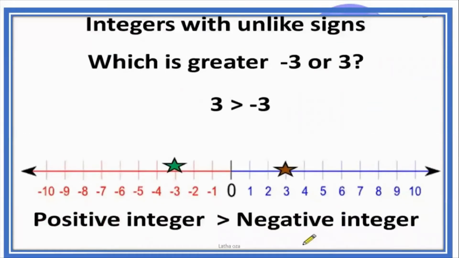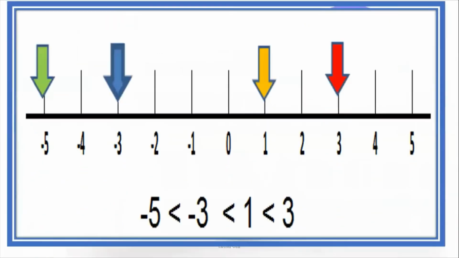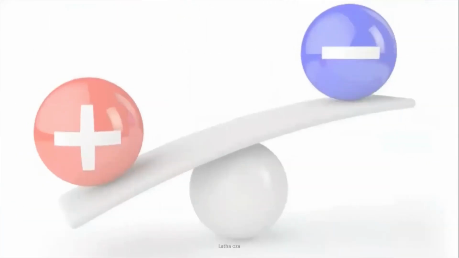Integers with unlike signs. For example, when we consider the number 3, the positive number 3 is always greater than -3, the negative number. And when we place the numbers in order from smaller to greater, the number on the left side is the least, that is -5 is smaller than -3, which is smaller than 1, which is smaller than 3. So the largest number on the number line is 3 compared to -5.